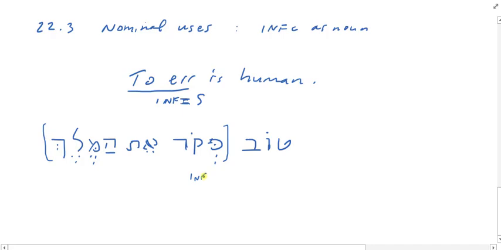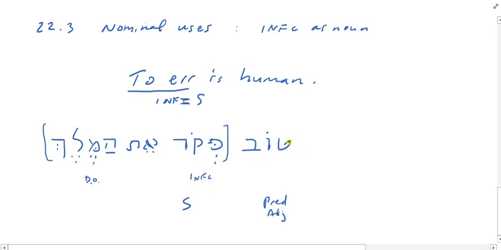This is an infinitive construct in Hebrew. This is the et direct object marker, okay? So, this is the act of visiting who? The king, okay? So this king is the direct object of the infinitive. And all of that forms the subject. And Tov is the predicate adjective, isn't it? So the act of visiting the king is good. We could also translate this as to visit the king is good.